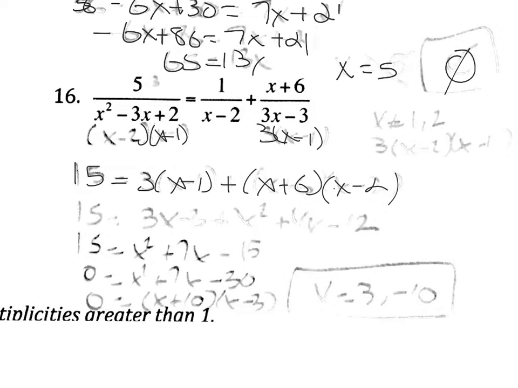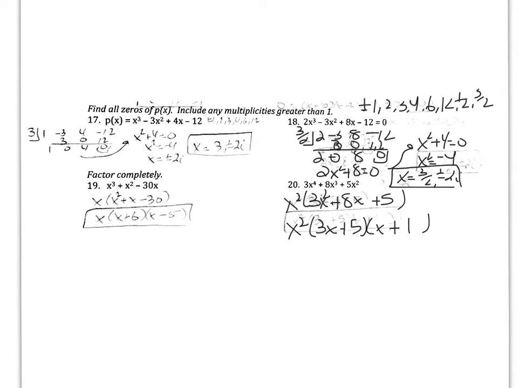So I did 15 equals, I distributed here, 3x minus 3. And then I did FOIL here, x squared plus 4x minus 12. That's about the several times we've done FOIL today, so make sure you can do that tomorrow and feel comfortable with that. And just finish it, move the 15 over, factor what you have. I got -10 and 3. Make sure those answers are good, and they are.